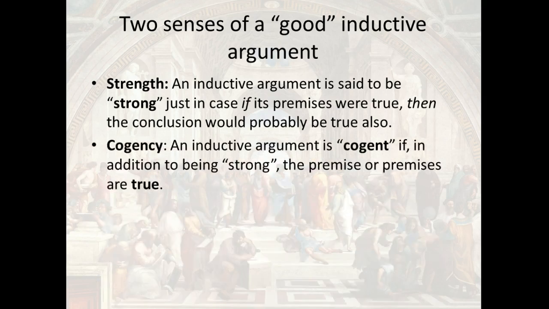But we can also talk about the cogency of an inductive argument. An inductive argument is said to be cogent if, in addition to being strong, the premise or premises are also true. So this is like having a sound deductive argument. For example, it is very rarely, if ever, snowed in late June in Mississippi. Therefore, it's very unlikely that it will snow in Mississippi in late June of this year.